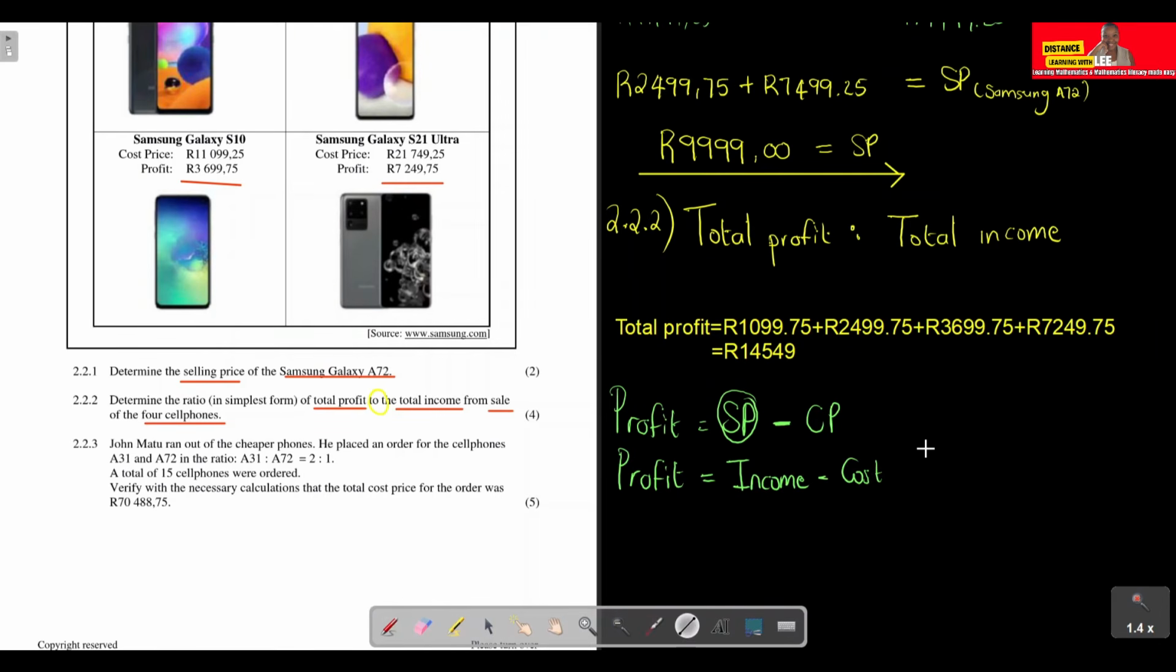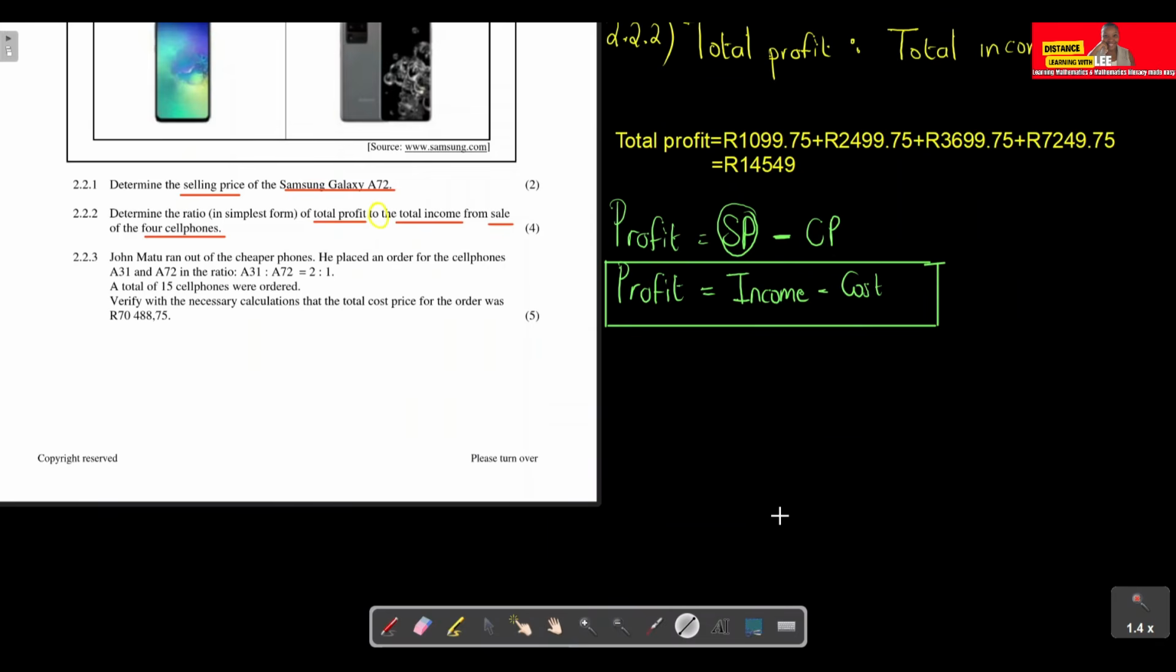So in this case, we're now trying to determine how we can calculate the total income that Ujon Matu makes from selling his phones. How can we calculate the total income that he makes? For you to be able to calculate it, you need to isolate the income in this equation. How do we isolate it, guys?